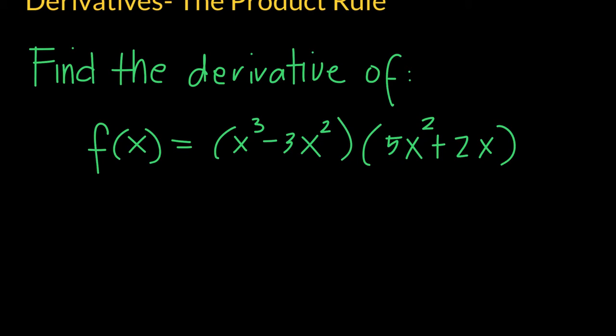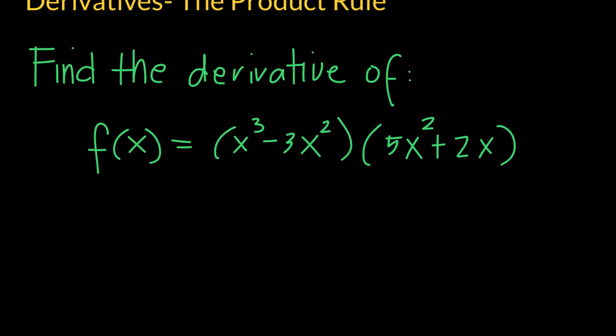So note that we can find the derivative of the function if we expand the expression, that is by multiplying x cubed minus 3x squared with the 5x squared plus 2x. But in some functions, multiplying expressions will be harder or more complicated. That is why we need to know another rule aside from the power rule that we use for polynomial functions, and that is the topic for this video, the product rule.